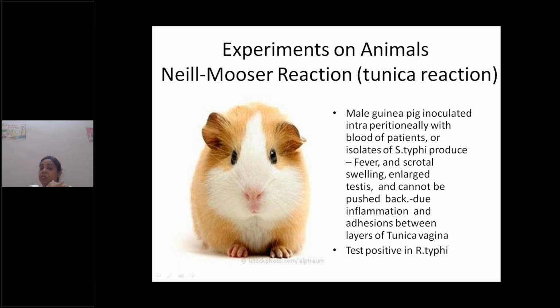Epidemic typhus is caused by prowazekii. Only fever, but no scrotal swelling, is negative. Fever with scrotal swelling will be positive.